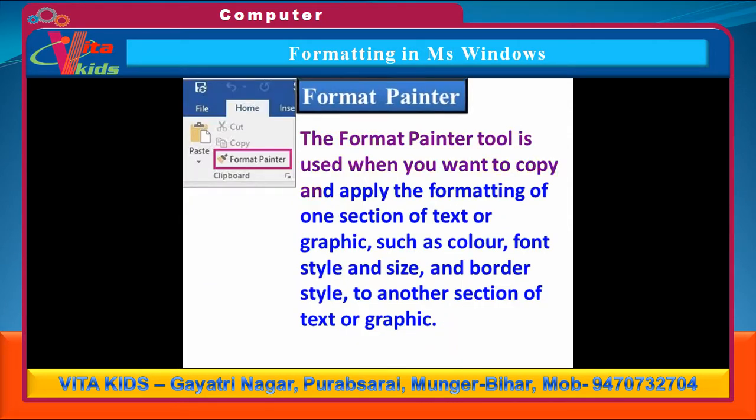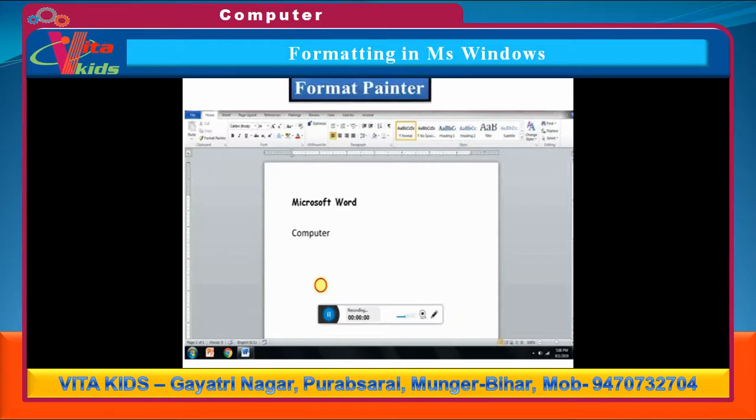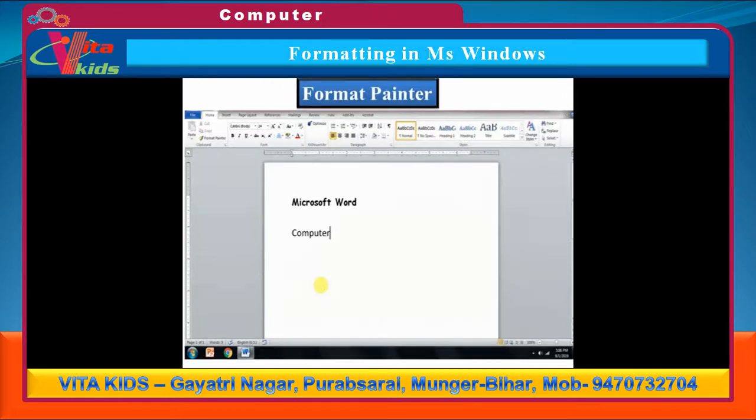Format Painter. The Format Painter tool is used when you want to copy and apply the formatting of one section of text or graphic, such as color, font style and size, and border style, to another section of text or graphic. Let us see how to use Format Painter.